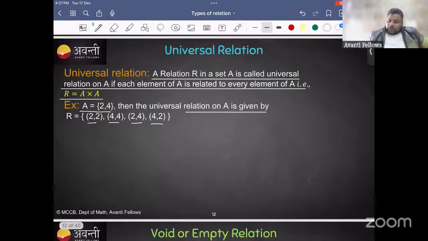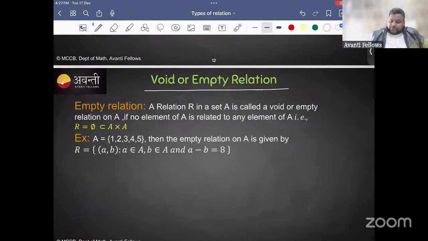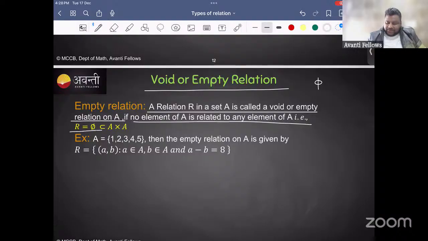Now, void or empty relation. Void or empty relation means no element of A should be related to any element of A. Got it? That means simply phi relation. So a relation R on set A is called void or empty relation on A if no element of A is related to any element of A. So this is basically phi.